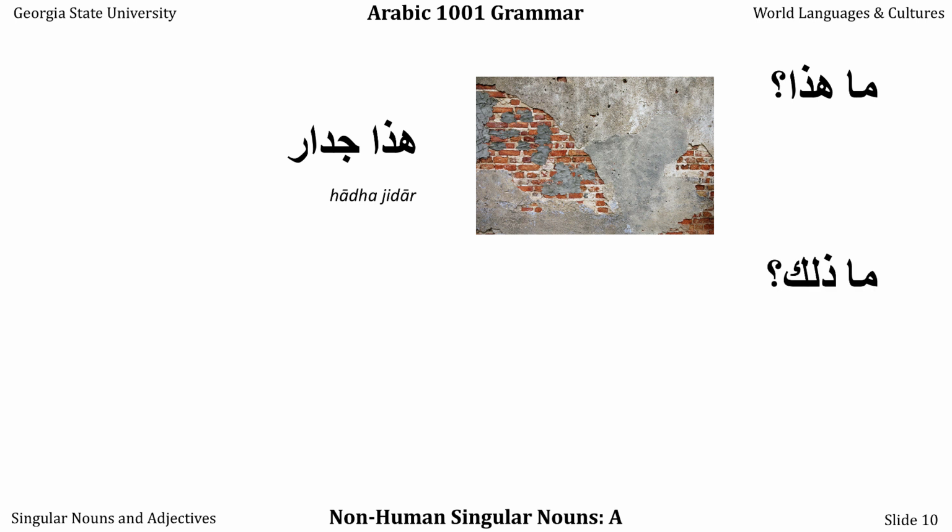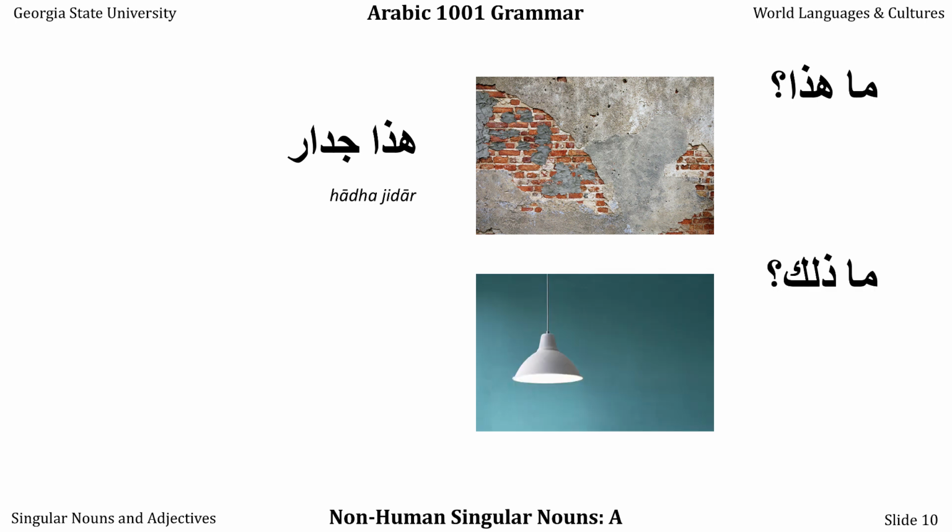Wa ma dhalika, there's our new word. What's that? And the answer is dhalika misbah. Misbah is a lamp. It comes from the same root as sabah, morning. If your teacher's already said sabah al-khair to you, good morning. A misbah makes it morning in the room, and that's where it gets its name.